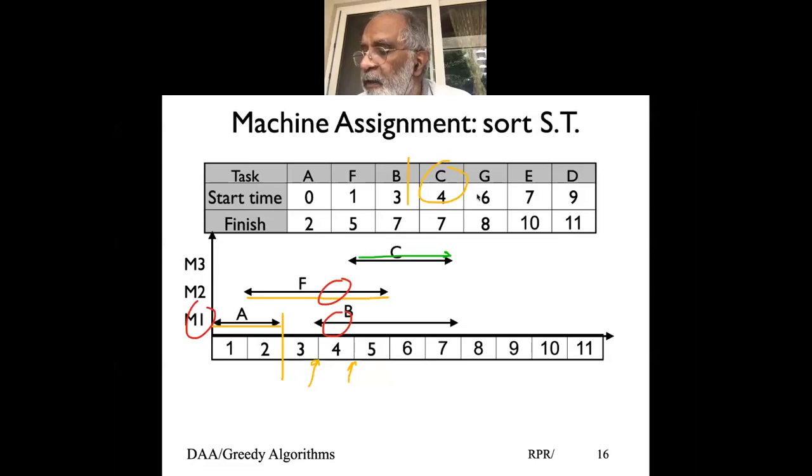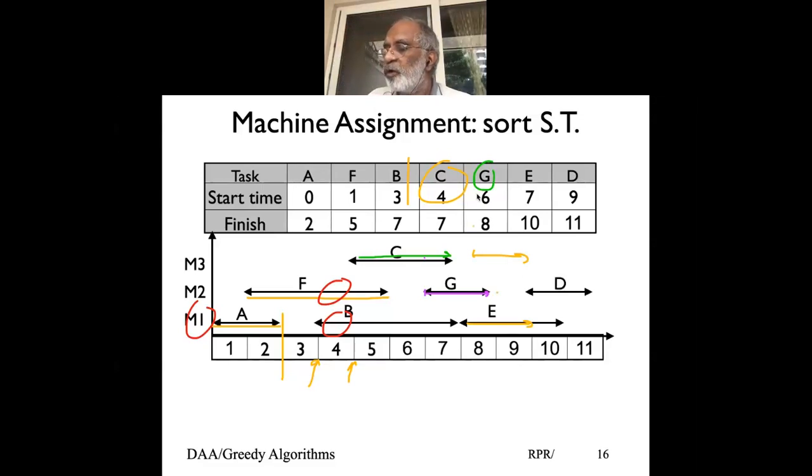Then I get task G, which starts at 6. At time 6, machine 1 is busy and machine 3 is busy, but machine 2 is free. So I can schedule task G from 6 to 8. Then look at task E, which starts at 7. At time 7, machine M1 is free and machine M3 is also free, so I can pick whichever one I want and schedule E from 7 to 10. Then the task starting at 9 can be scheduled on either machine 2 or machine 3.